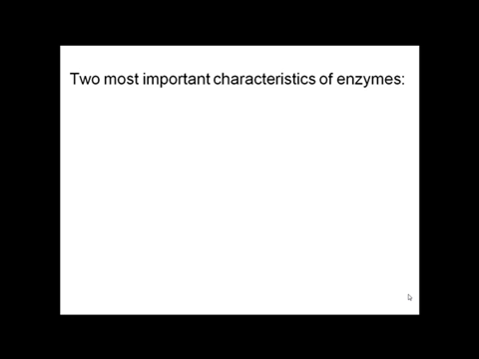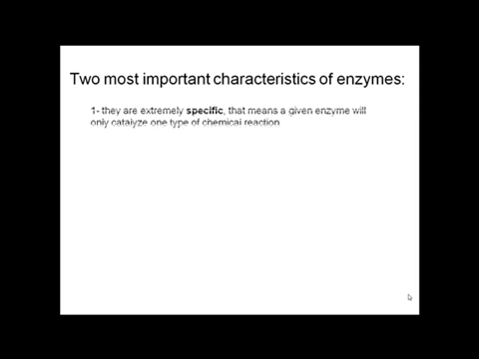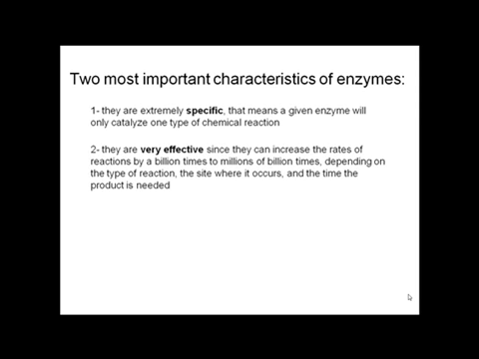Enzymes are characterized by two properties. One, they are extremely specific. That means a given enzyme will only catalyze one type of chemical reaction. Two, they are very effective since they can increase the rates of reactions by 1,000,000,000 times to millions of billion times, depending on the type of reaction, the site where it occurs, and the time the product is needed.